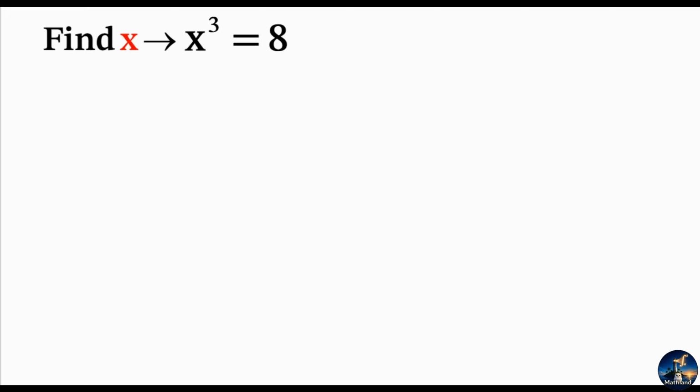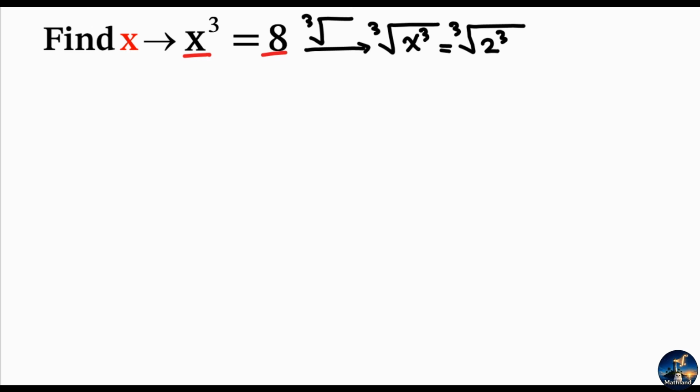The problem asks us to find the solutions of this equation, x cubed equals 8. The first method that comes to mind is to take the cube root of both sides. Then we can write the cube root of x cubed equals the cube root of 2 cubed. The cube root cancels out the 3 and we get x equals 2. But this method doesn't give us all the solutions.